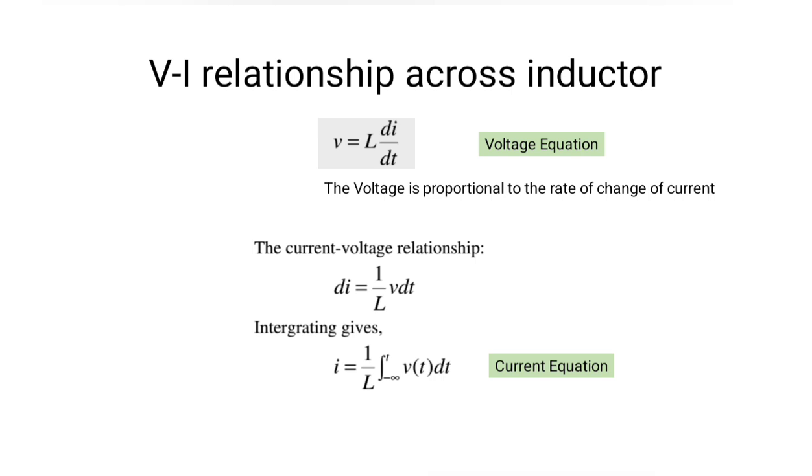And we need current, so dI is integrated to get the I. So I is equal to 1 by L integral from minus infinity to t of V of t dt. This is the current equation. So these two equations are the voltage and current equations across the inductor.